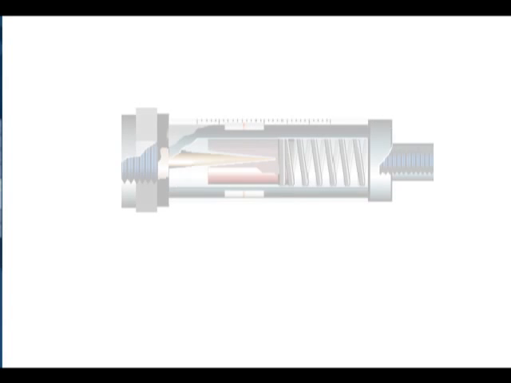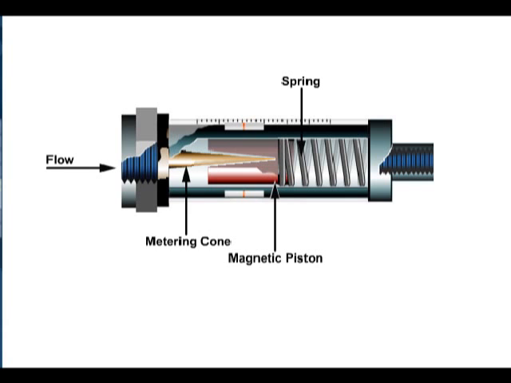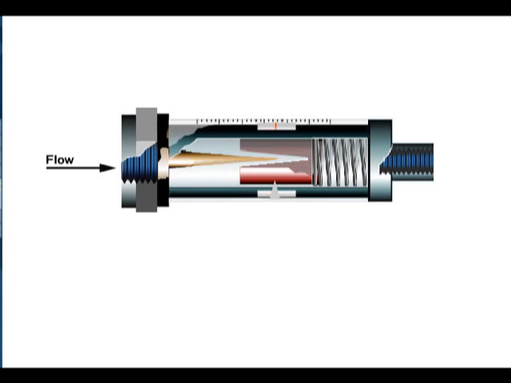The purpose of a flow meter is to measure flow. It is not bidirectional and acts as a check valve blocking flow in the reverse direction. The main components consist of a metering cone, a magnetic piston, which is held in the no-flow position by a tempered spring. Fluid first enters the device, flowing around the metering cone, putting pressure on the magnetic piston and spring. As flow increases in the system, the magnetic piston begins to compress the spring, indicating the flow rate on the graduated scale.